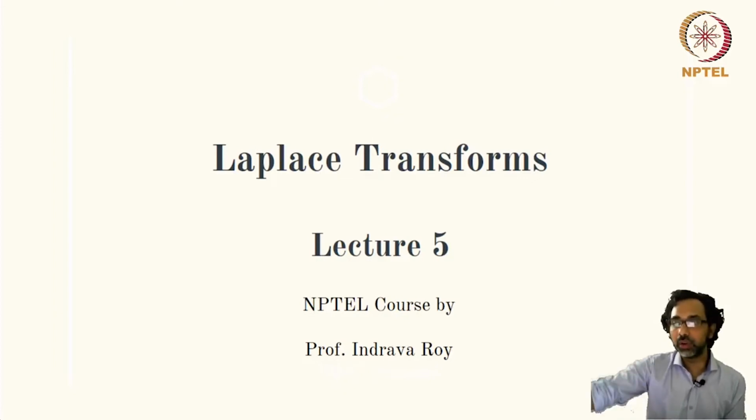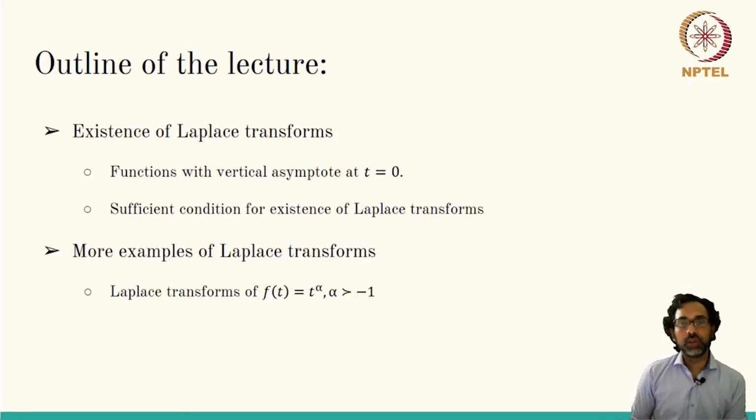Today we will look at the existence of Laplace transforms for functions which may not be piecewise continuous at the y-axis, and these functions are called functions with a vertical asymptote at t equal to 0. And we will give a theorem which gives a sufficient condition for such a function which has a vertical asymptote at t equal to 0.